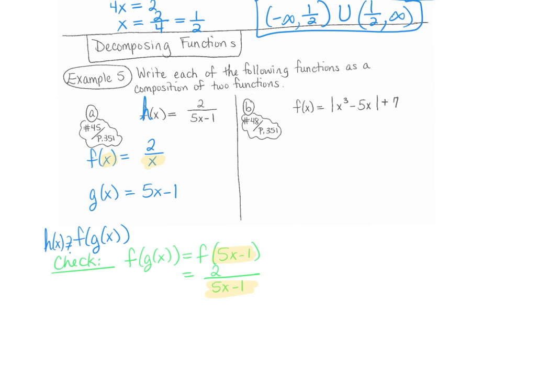Okay? So now, since you like f and g, in part B, I'm going to call that function h of x. So h of x is equal to the absolute value of x cubed minus 5x, all of that plus 7. Take a minute, discuss it with your neighbors, and tell me what f of x is going to be. Tell me what g of x is going to be in order for us to get h of x when we compose f of g of x. We want f of g of x to be h of x. I'll give you 1 minute.